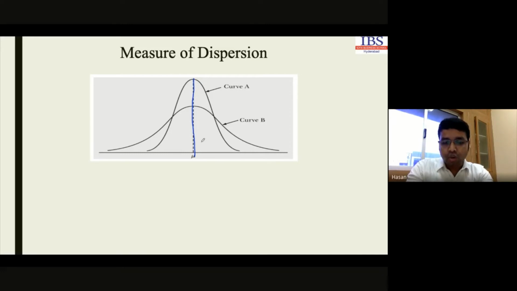So to what extent is the data spread? Look here, in this particular set, the mean position is this one. If we consider this curve, our data points are spread from this point to this point. And if we consider this one, our data points are spread from this point to this point. For both the curves, the mean value is the same, but the data dispersion is different.